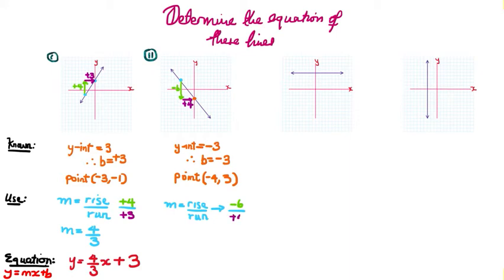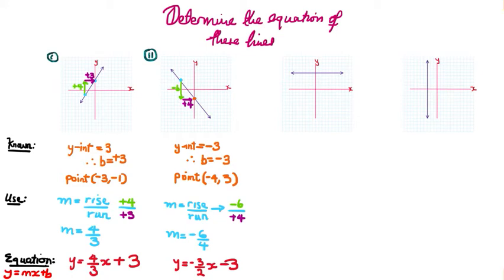So to find your slope, you have to divide your rise by your run. Therefore -6 divided by positive 4 gives us -6 over 4, which reduces to -3 over 2. Therefore, putting m and b in the equation of a line, we determine our equation to be y is equal to -3 over 2 x minus 3. So that is it for case 2.